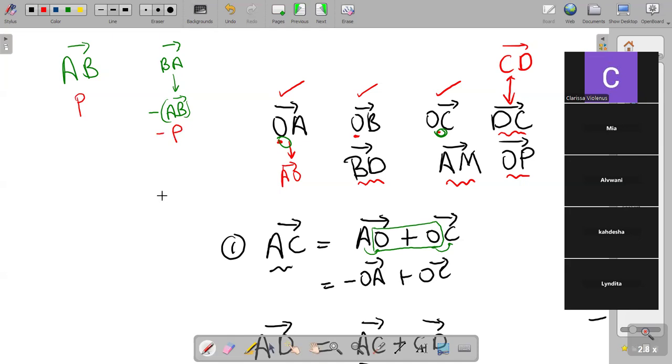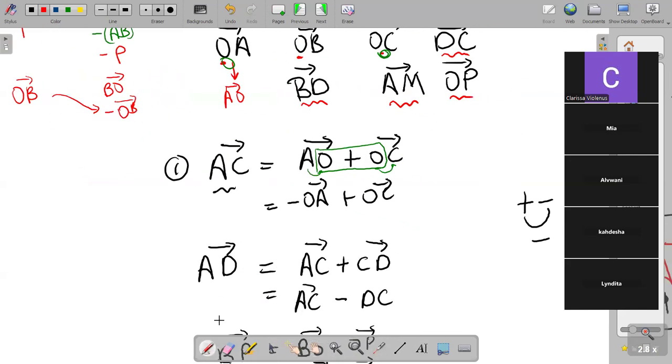Are you with me? So if I have OB, OB is a position vector, but I don't want OB, I want BO. Can I get BO? Yes. It's in the opposite direction. So that means BO is the same thing as negative OB. Okay? So I hope everybody is with me with that. So here we have our actual formula that gives us AC.